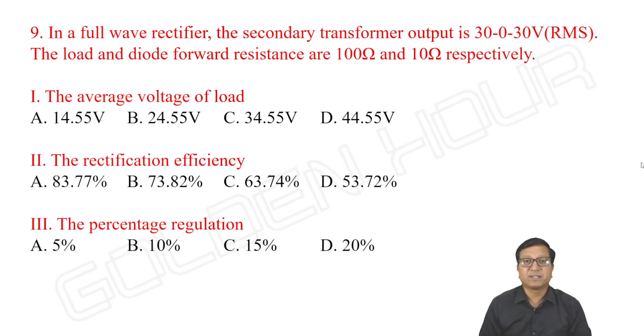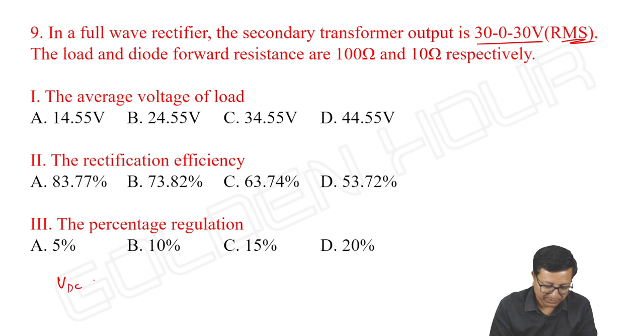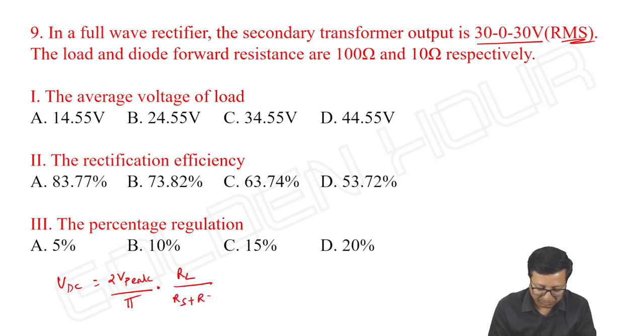In a full wave rectifier, the secondary transformer output is 30 RMS value. Okay. The load and diode forward resistance are 100 ohms and 10 ohms respectively. What is the average voltage of load, the rectification efficiency, and the percentage regulation? Okay. So what is the formula for VDC? It is 2 into peak amplitude of the output by pi into RL by (RS plus RF plus RL), the average load voltage.